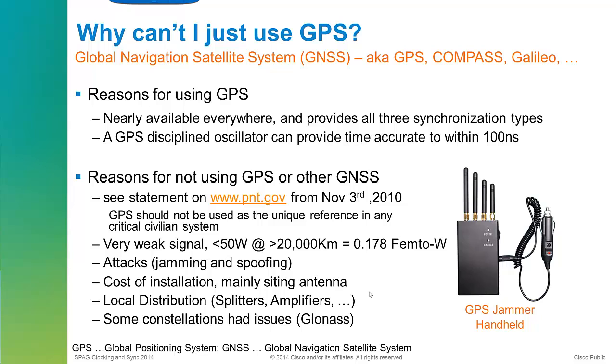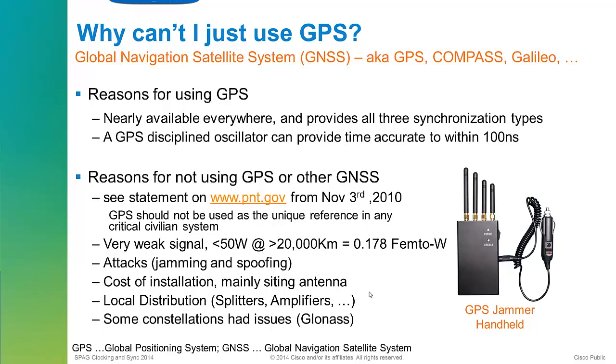I said less than 50 watts depending how you measure it. And the birds are at least 20,000 kilometers away, which comes down to a figure of less than about a fifth of a femtowatt, which is an exceedingly small signal, which means that it's incredibly easy to jam it.